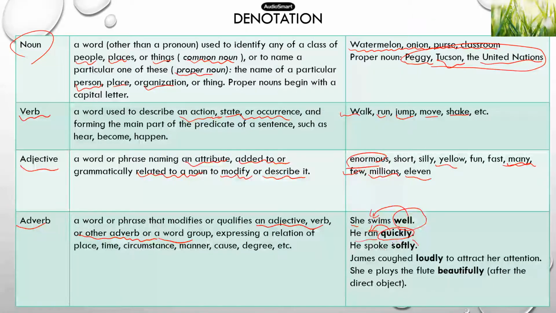He spoke softly. So again, softly describes spoke. She plays the flute beautifully. So beautifully describes how she plays the flute. So all those words are adverbs.